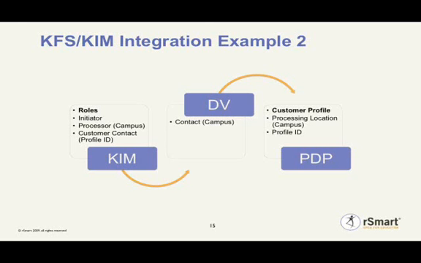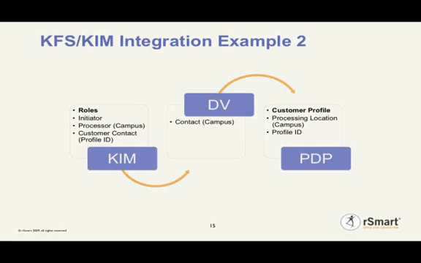So initially in KIM, you're going to define 3 actors. One is the initiator of the document, which is the KFS user, and you define a processor based upon the campus code, and you define the customer contact based upon the PDP profile ID. So just to know, you have to define those 3 roles. And then when the DV, or disbursement voucher, initiator initiates the document, the campus code is assigned based upon the primary department of the initiator defined in the role qualifier that Tony talked about earlier.